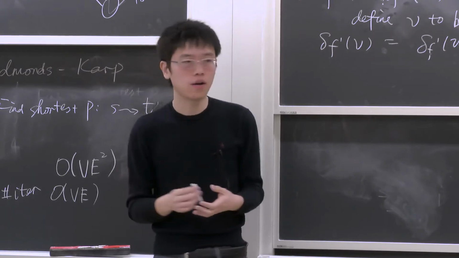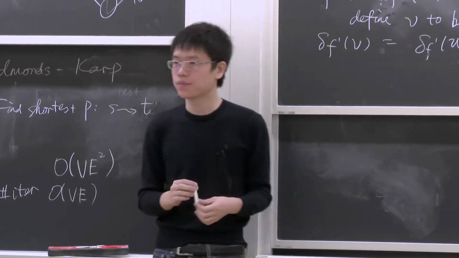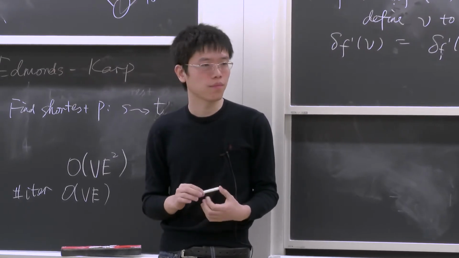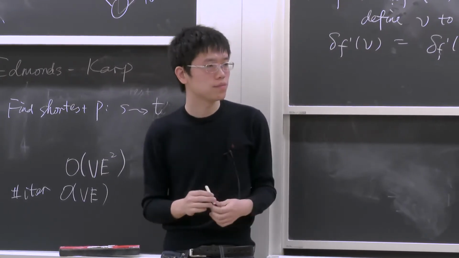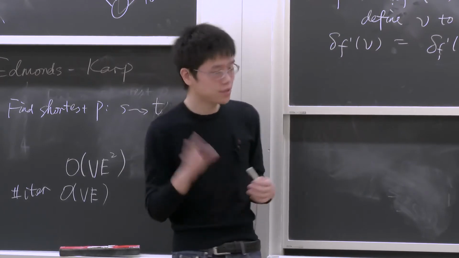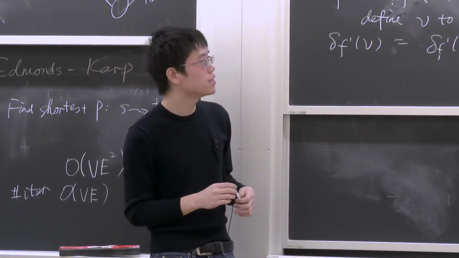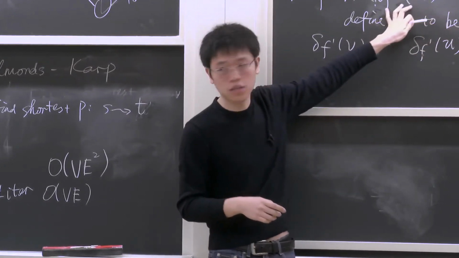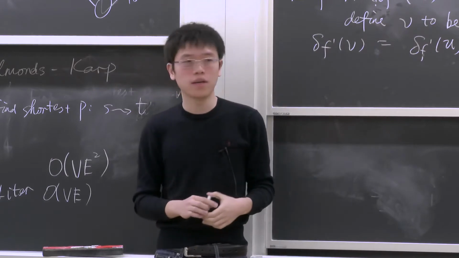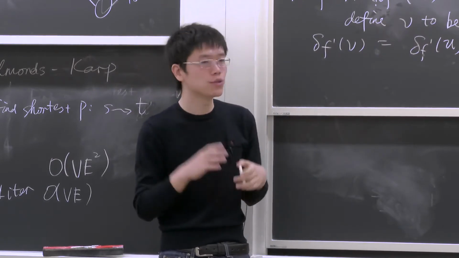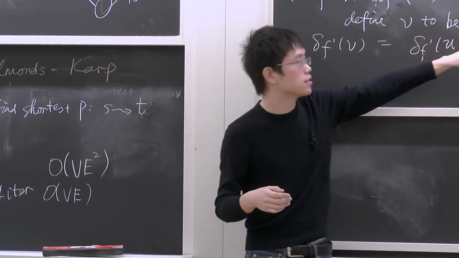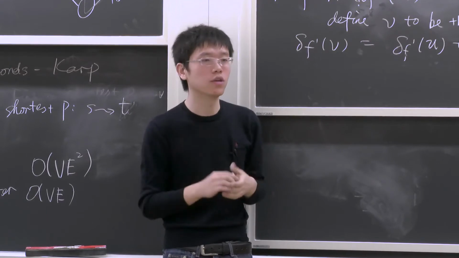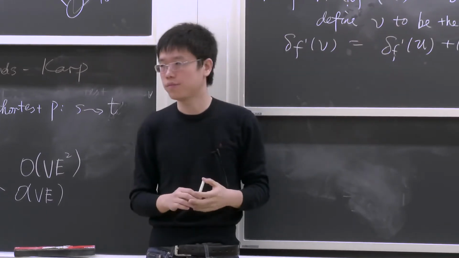So recall how I defined V. Can you repeat how you define V? Good question. So there are probably several V's that have delta F prime less than delta F. Right? I'm going to define V to be the one with smallest delta F, among all those nodes that have a drop in delta.